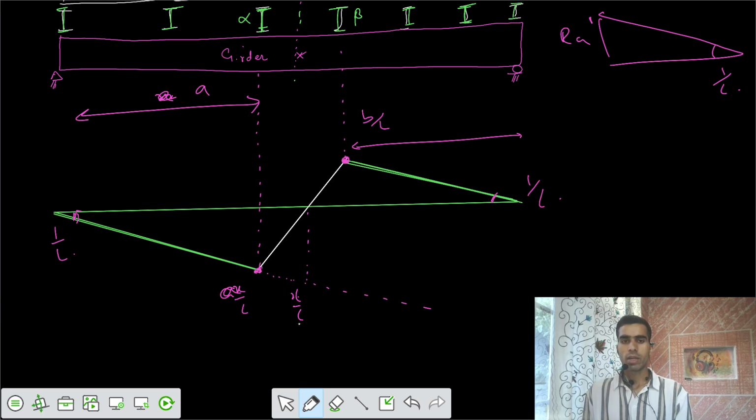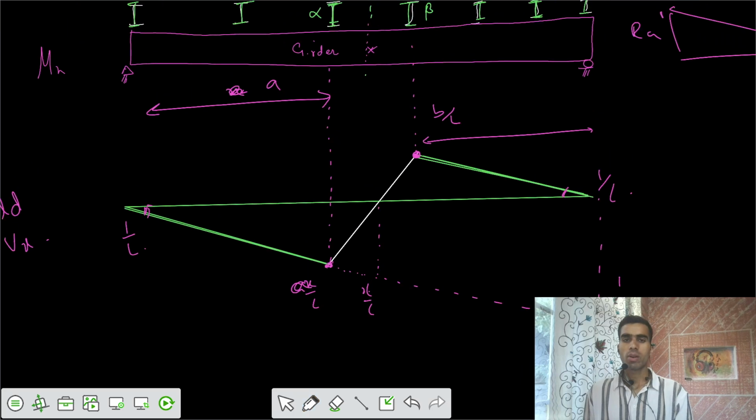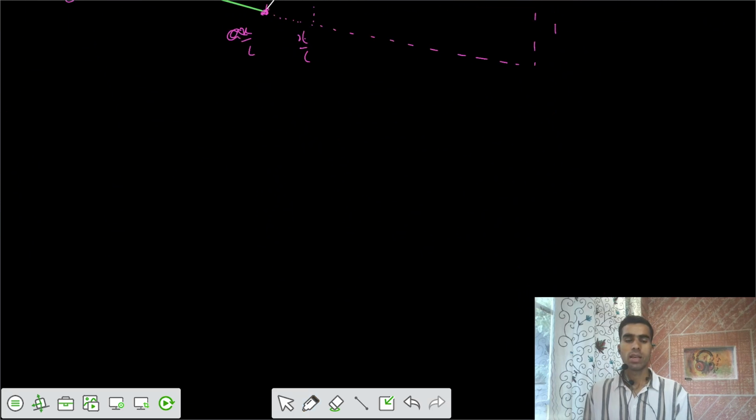If I extend it, I would get a value of 1 up to this point. This is 1 unit. So this is the ILD for shear at section X. Now, if I talk about the moment at that section X, let's go for that.